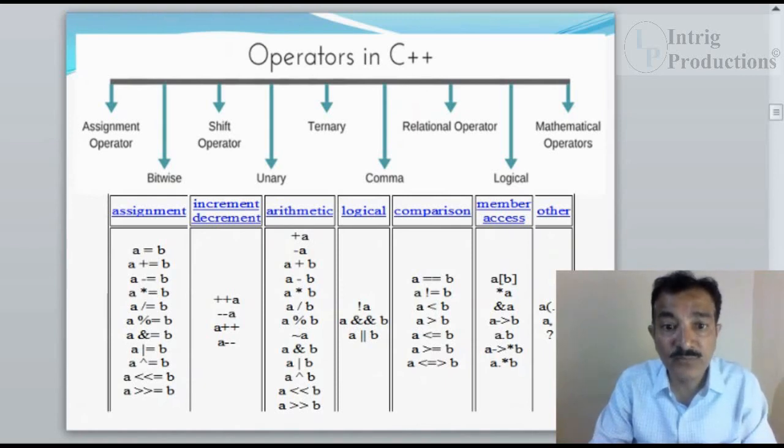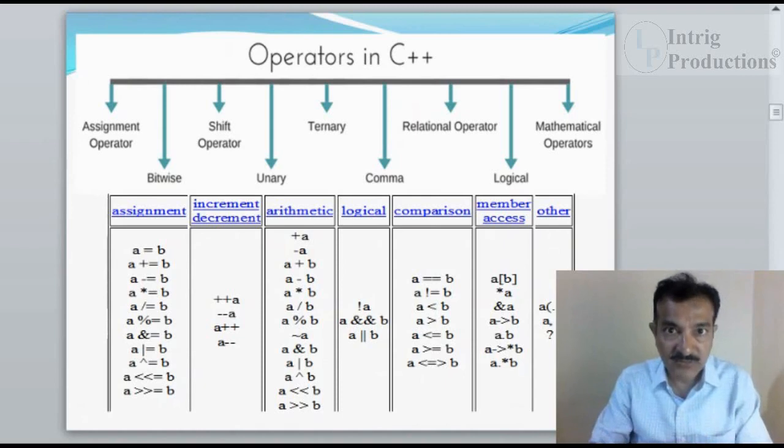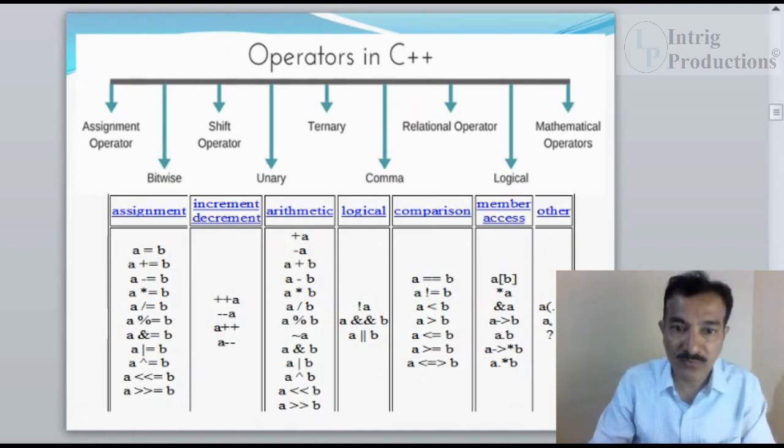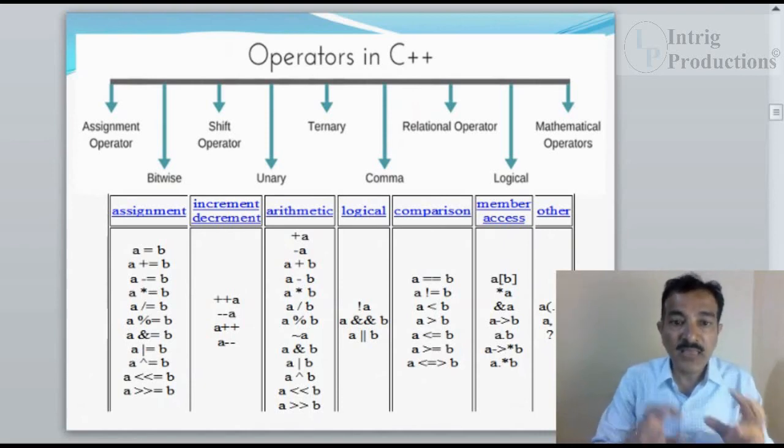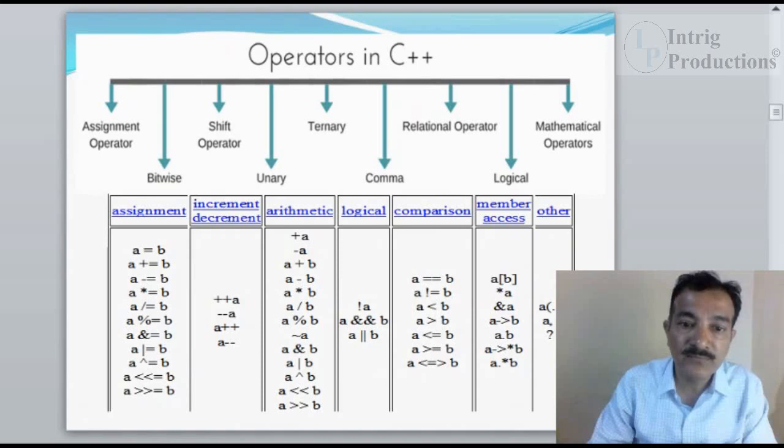A plus equal to B means you are adding the value of A and B. So if A is 2 and B is 2, A plus equal to B means A is going to become 4. If A is 2 and B is 2 and you make A minus equal to B, A value becomes 0.